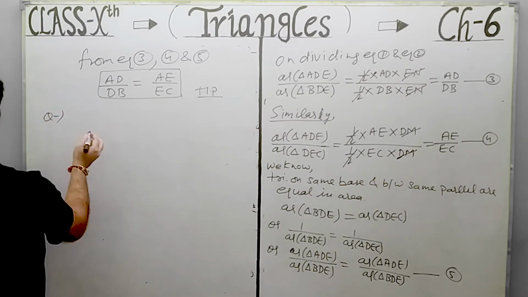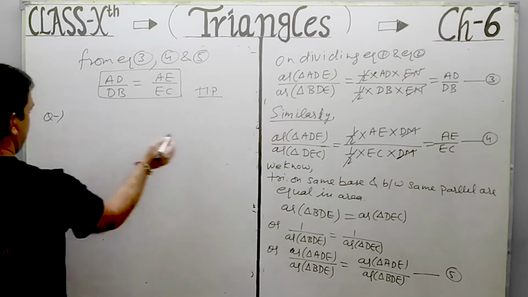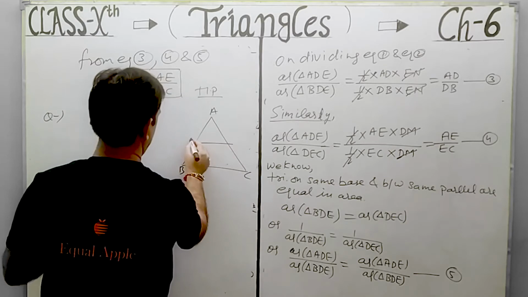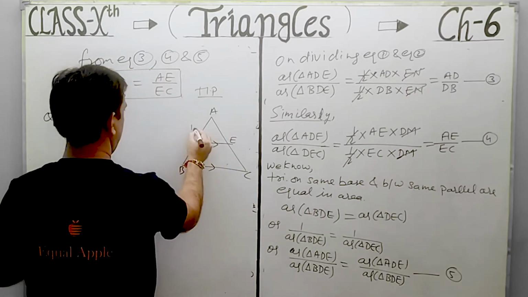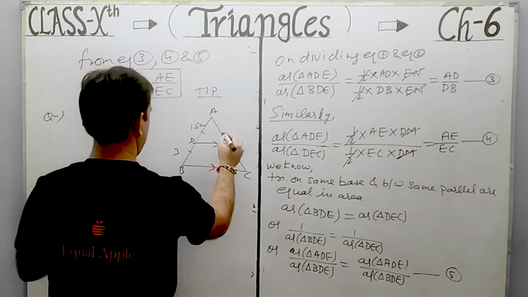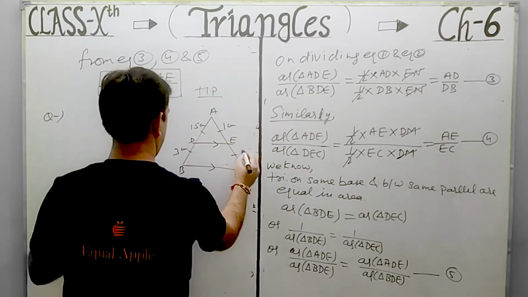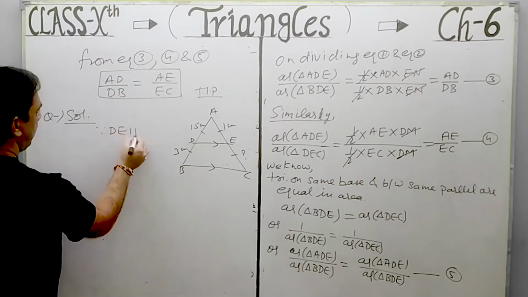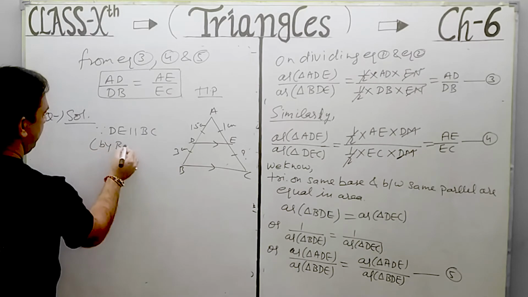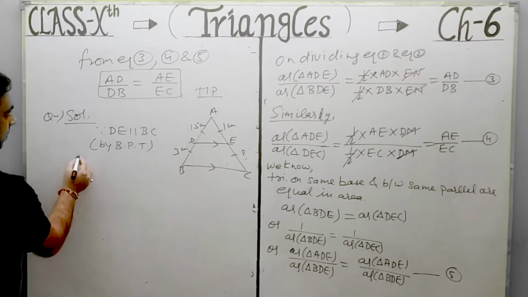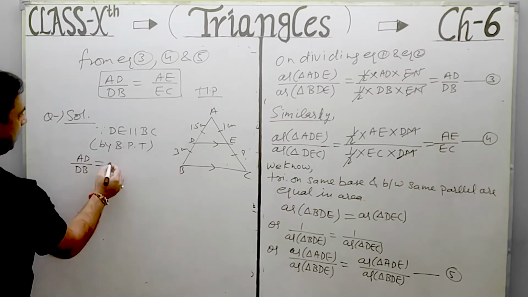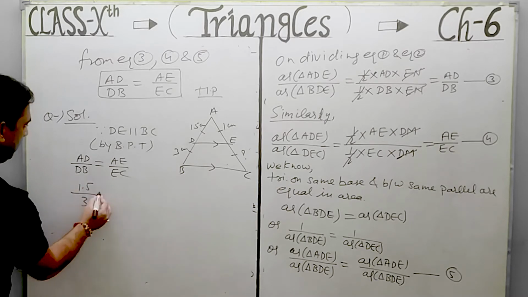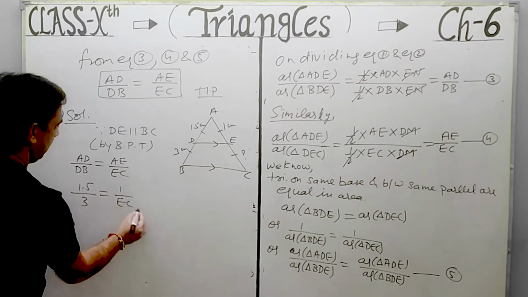Like if we have a triangle ABC, with DE parallel to BC, and AD is 1.5, DB is 3 and AE is 1 centimeter, then find the value of EC. So here we will do the solution. Since DE is parallel to BC, by BPT we can write AD upon DB equals AE upon EC. So we can put the values here: AD is 1.5, DB is 3 and AE is 1, and EC we need to find.